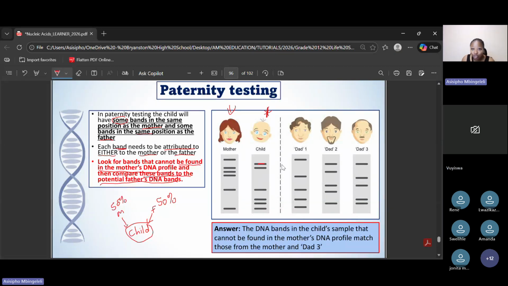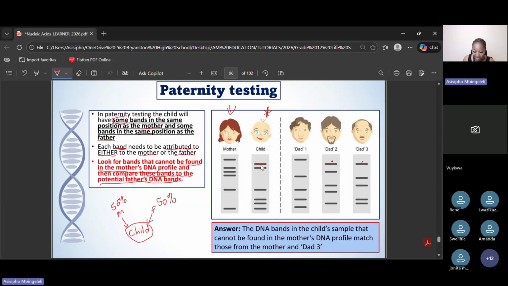Do we get this band? You use a ruler here. I just don't have a ruler with me. Do we get this DNA band in dad 1? No, it's not there. Do we get it in dad 2? Yes, in the same position. Then in dad 3, there it is. If we have to highlight, you highlight. Each band has to be accounted for. But I'm sure you can see what's happening.